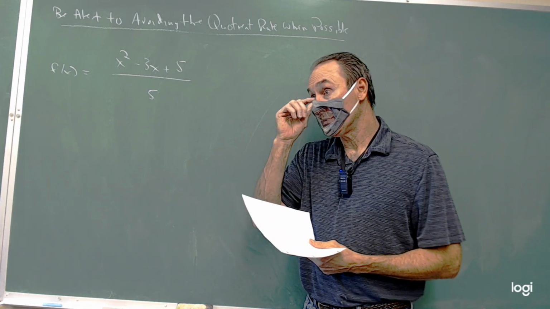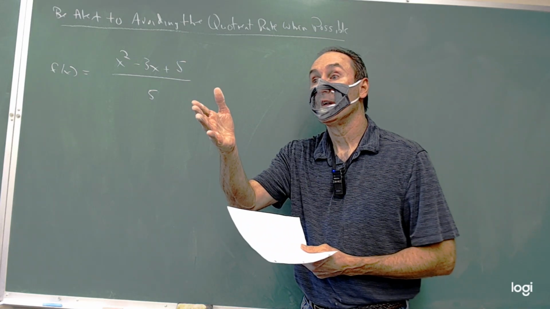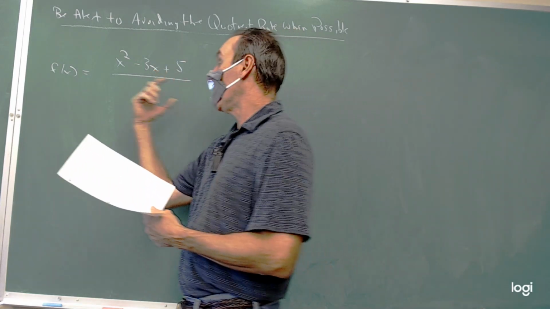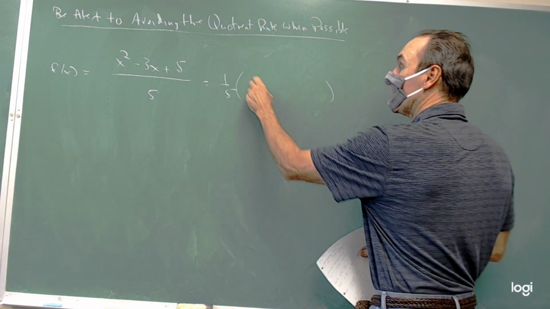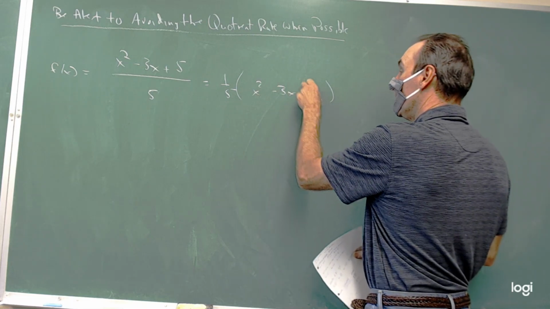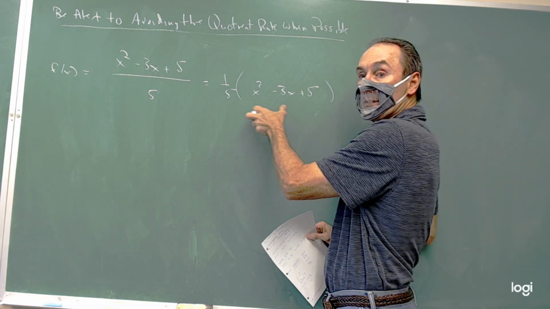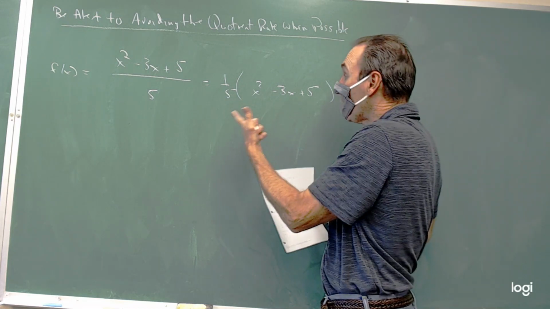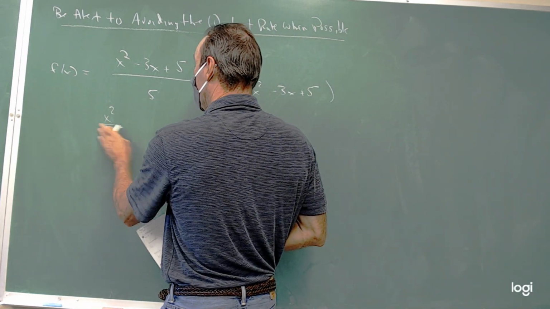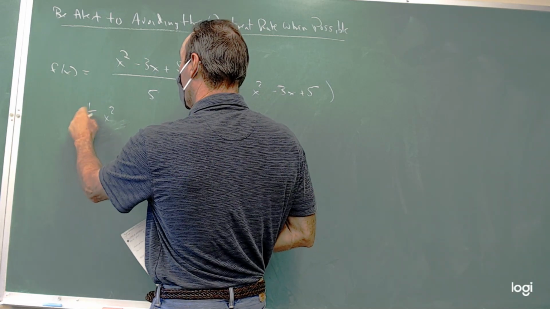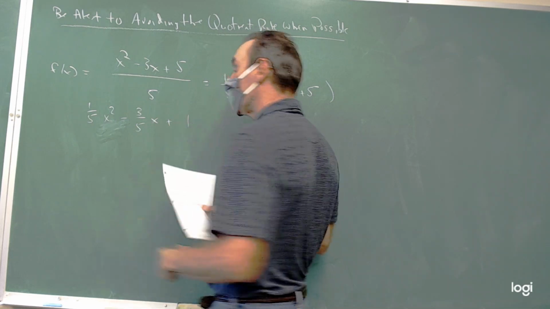Better than that would be to do what? So yeah, you could do one of two ways. You can write it as 1/5 times this whole thing, because now it's a constant times a function, and so the derivative is going to be just a constant times the derivative of the function. Or alternatively, which would be the same, you could split this up and maybe write it as 1/5 x squared minus 3/5 x plus 5/5 is 1.